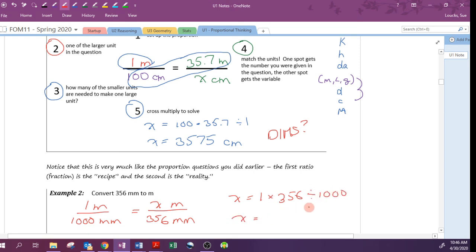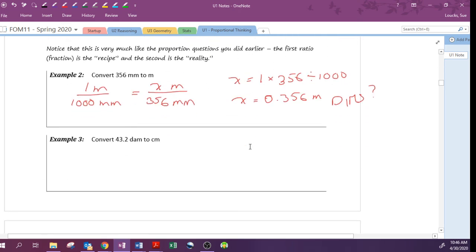So x equals 0.356 meters. Does that make sense? 356 millimeters, well, that's less than a meter, right? Because there are 1,000 millimeters in a meter. So 356 millimeters is less than a meter, and 0.356 meters is less than a meter. So yeah, that makes sense.